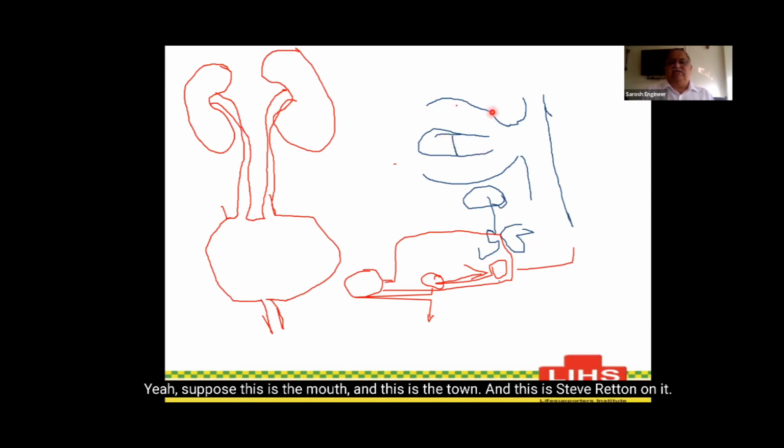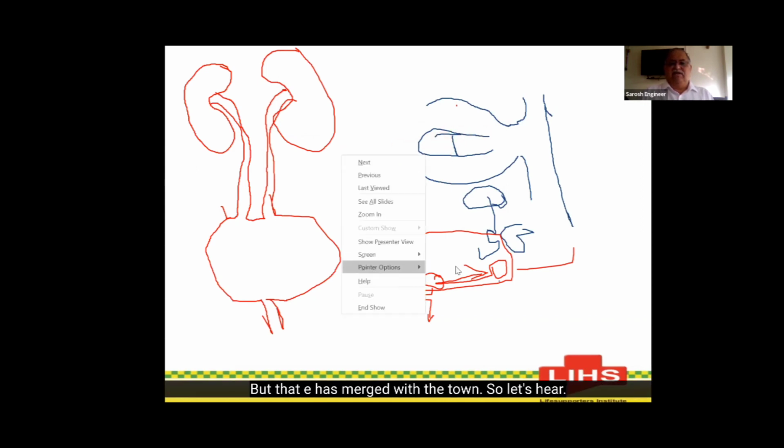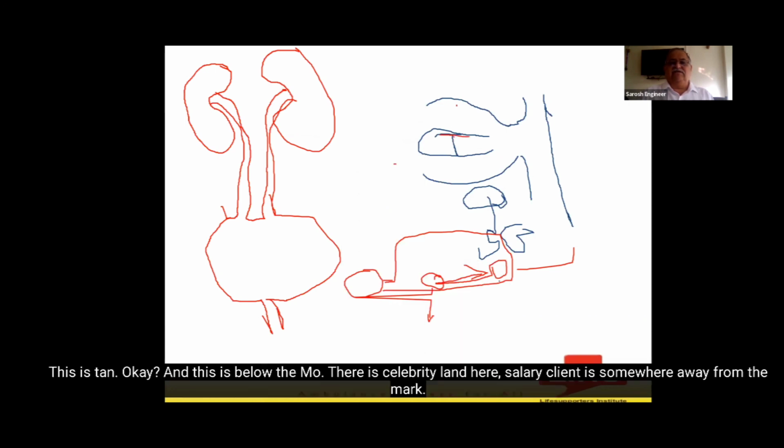Okay. Suppose this is the mouth and this is the tongue. Like this is T written on it, but the T has merged with the tongue. So let's say this is the tongue. Okay. And this is below the mouth. There is a salivary gland here.